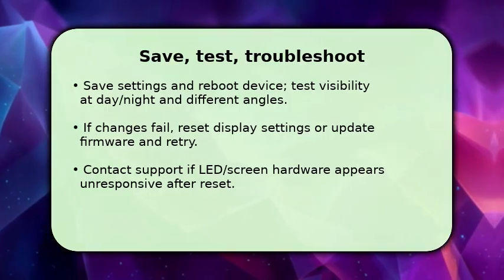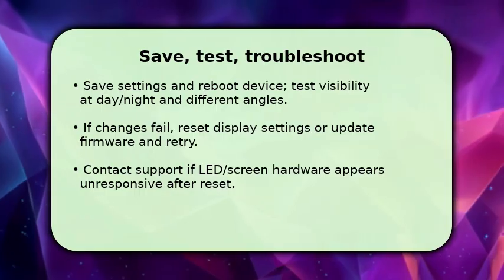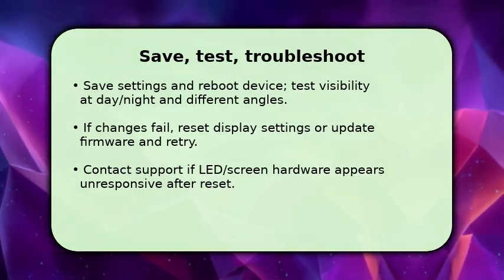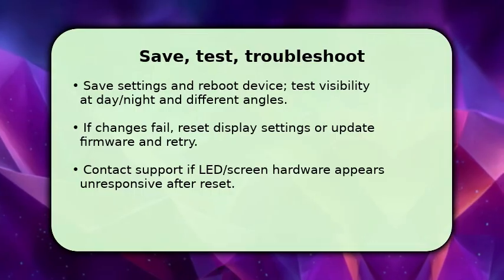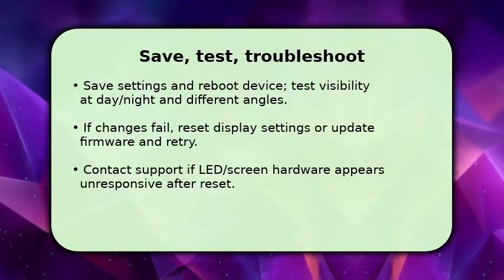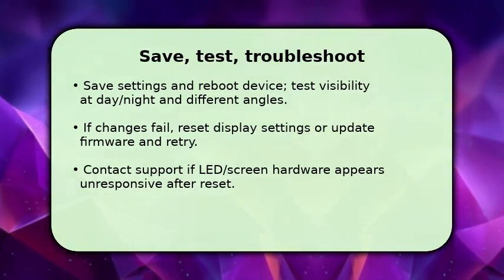If the brightness adjustments don't stick, restore default display settings and reapply them, and make sure firmware is current. This clears software bugs. As a last resort, perform a factory reset or contact Jio support. If the LED or screen remains dim after reset, it's likely a hardware fault requiring repair or replacement.